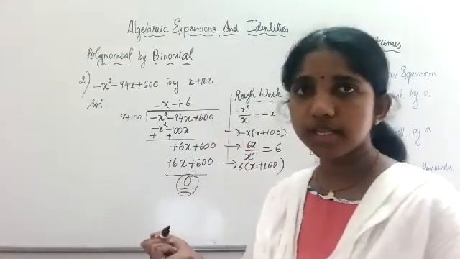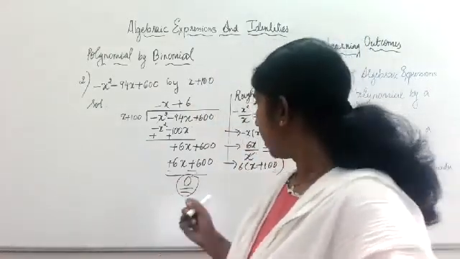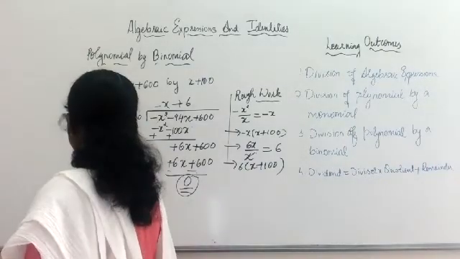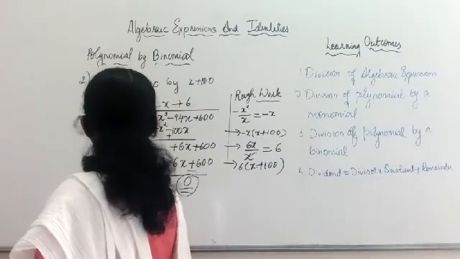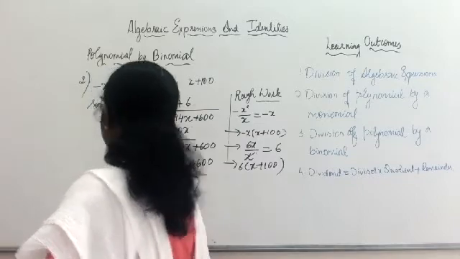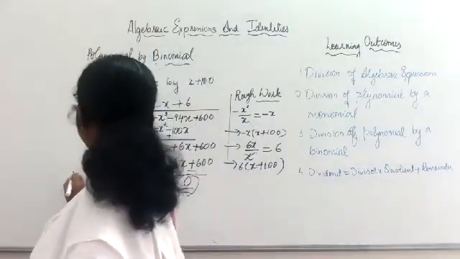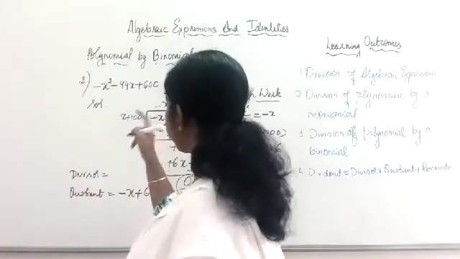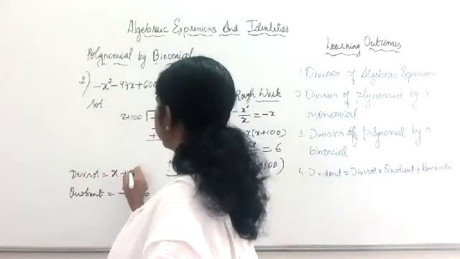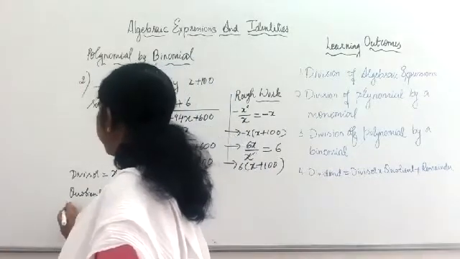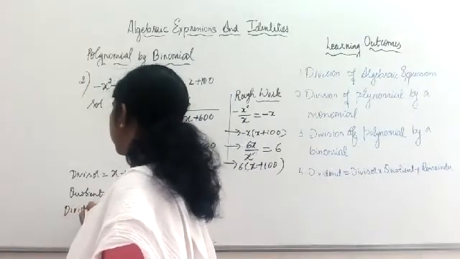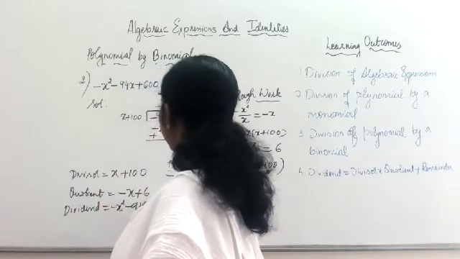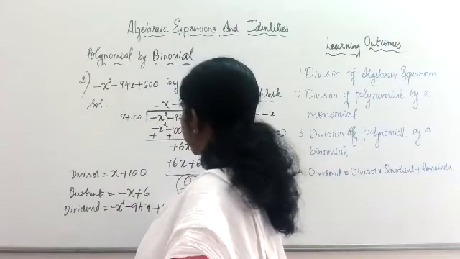So what is the quotient we get for this? Minus x plus 6. Here I'll write the quotient we get: minus x plus 6. Now what is our divisor? Divisor is x plus 100. And what is our dividend? Dividend is minus x square minus 94x plus 600.